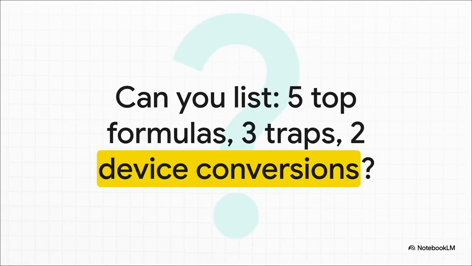Okay, here's your final challenge. I'm serious. Pause after I say this and really try it. Right now, on your own, can you list the top 5 formulas we talked about? Can you name 3 of those common traps from our error checklist? And can you explain the 2 device conversions? Go on, test yourself. This is how you make it stick.